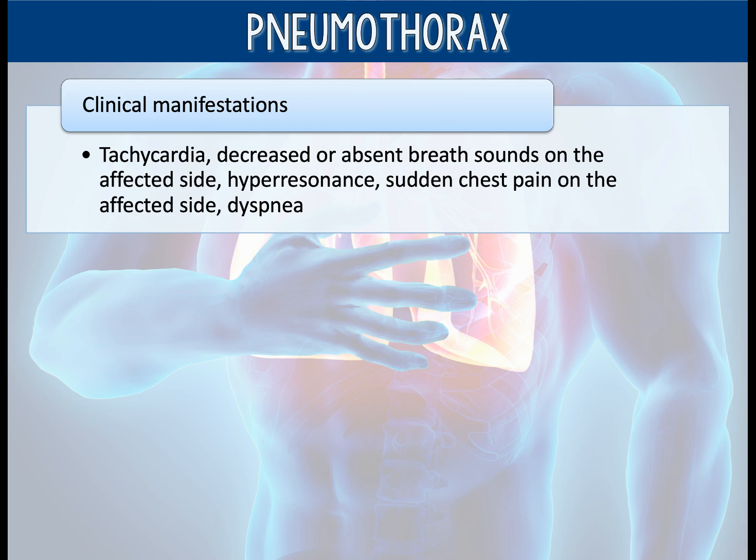Then they could also have sudden chest pain, like that kid I was telling you about in that spontaneous or primary pneumothorax. He was playing basketball, and all of a sudden he had this huge, sudden chest pain on one side of his chest, I don't remember if it was right or left, and definitely dyspnea.